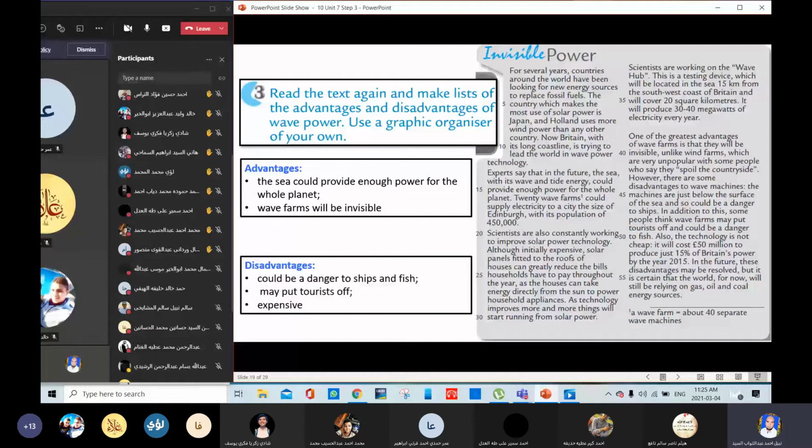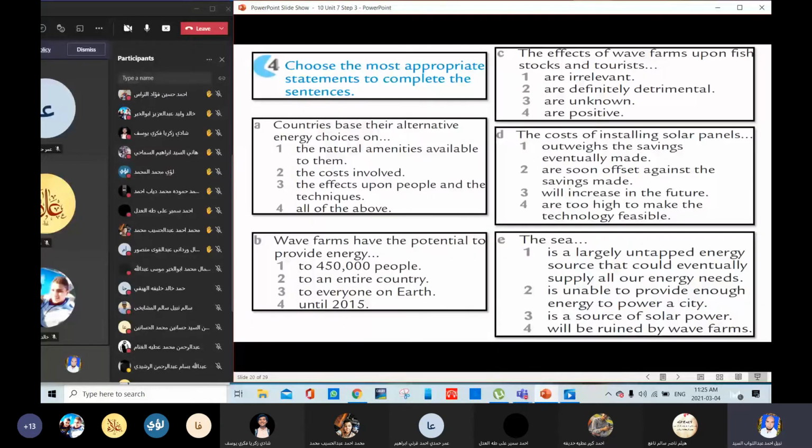Now, what are you going to do in this exercise? Exercise 4: you are going to choose the most appropriate statement to complete the sentence. You've got here an incomplete sentence. You are going to choose 1, 2, 3, 4. Just circle the right number that best completes the sentence. You've got 1.5 minutes to read this exercise and then choose. Let's start with the first one.